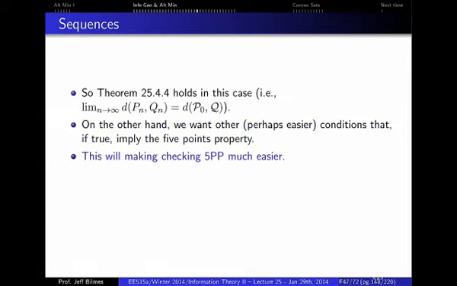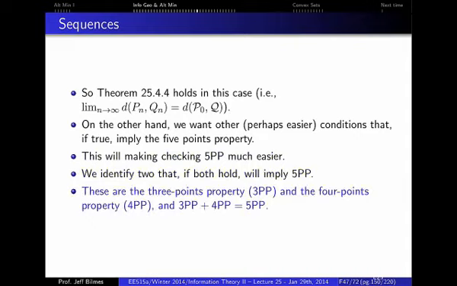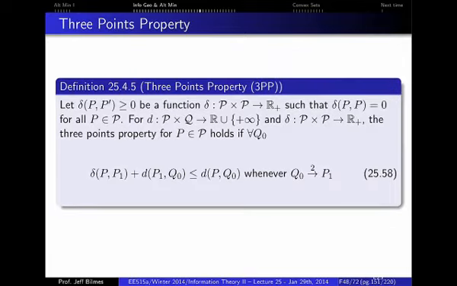So it turns out that there are two additional properties which, if true, imply the 5 points property. And this will make checking the 5 points property much easier. They're called the 3 points property and the 4 points property. If the 3 points property and the 4 points property are true, then the 5 points property will be true as well. In fact, they're equivalent. But in order to do that, we need to know what the 3 points property is.